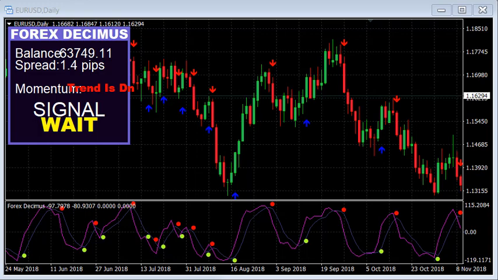Now on some of these charts, you're going to find that there are buy-sell buttons up here in the right-hand corner. Those are my own creation. Those are not part of the Forex Decimus.